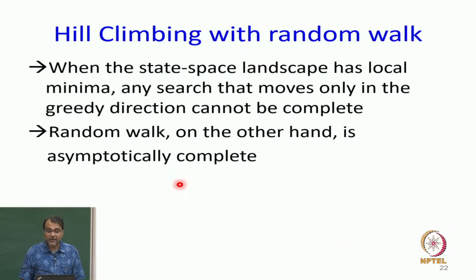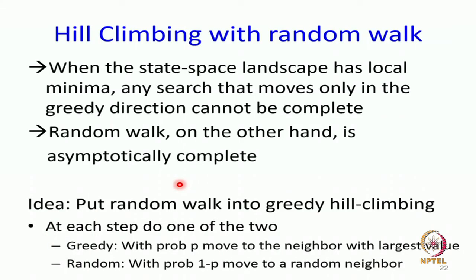Random walk is asymptotically complete. So let us put random walk into greedy hill climbing. So let us do very simple. We can do what Prashant said, or the nicer version of that is, with probability P, move to a greedy neighbor, with probability 1 minus P, move to a random neighbor. And for now we are keeping this probability P constant. But ideally, what do you want? Should P change over time, and if P should change, should it increase or should it decrease?